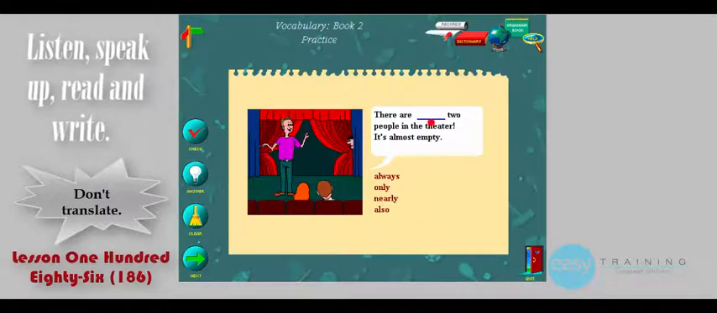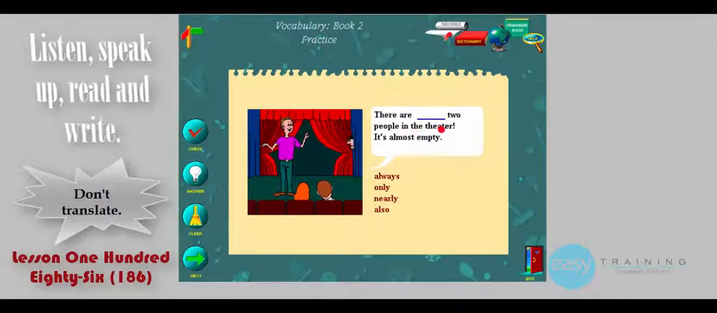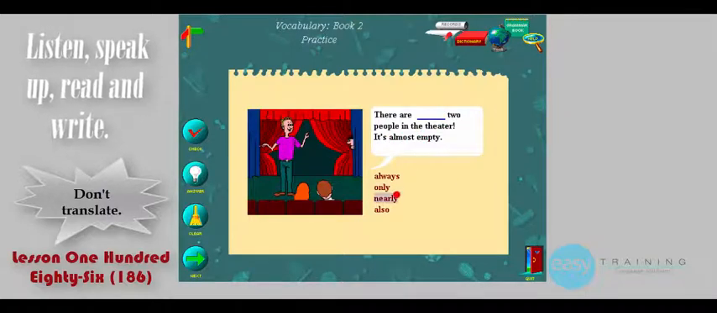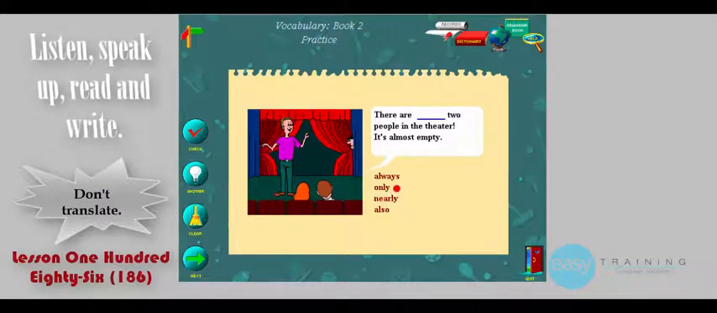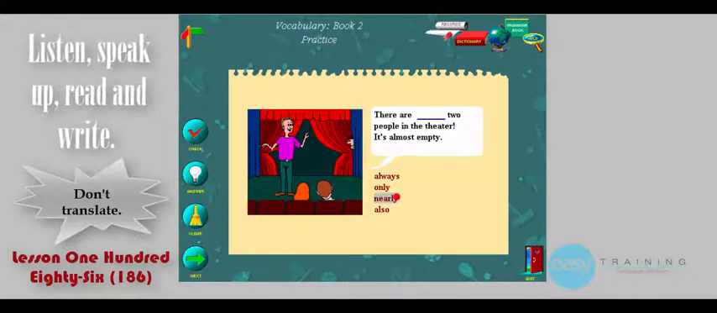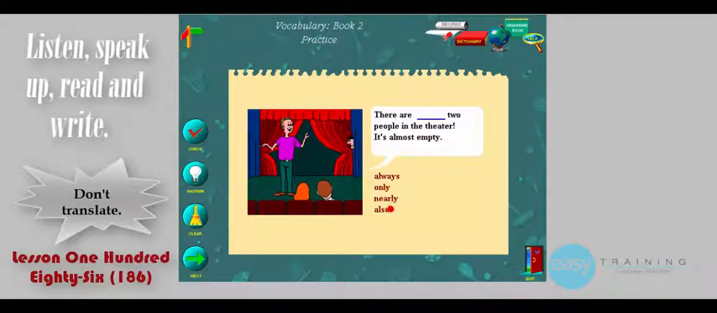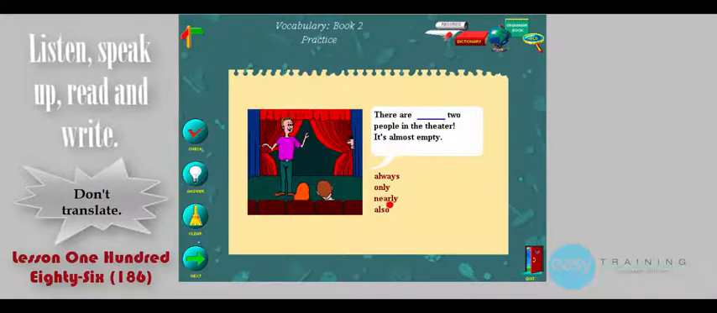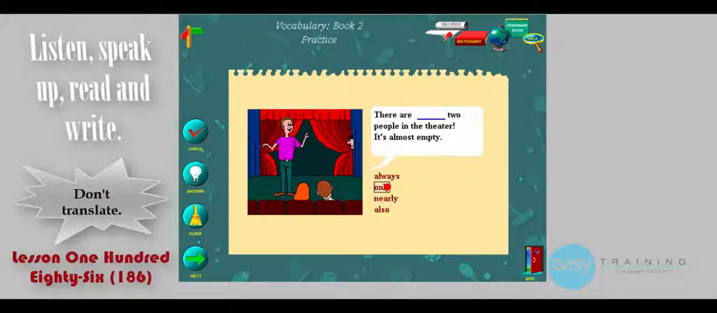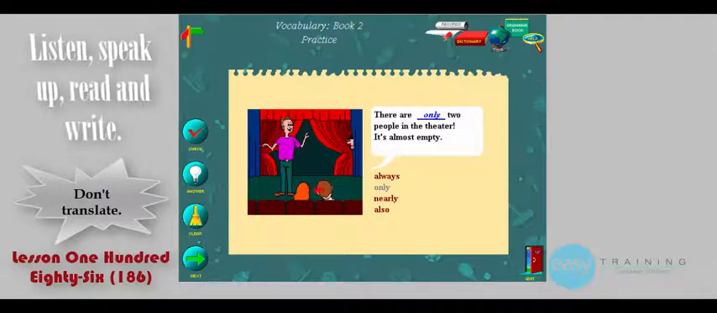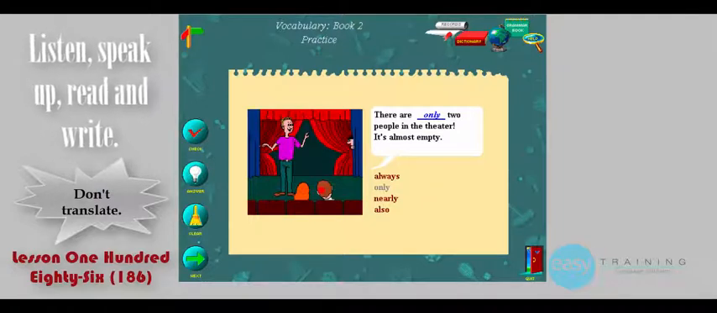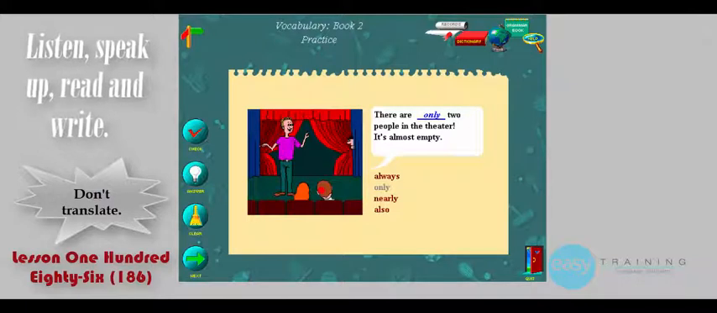There are blank 2 people in the theater. It's almost empty. There are always 2 people in the theater. There are only 2 people in the theater. There are nearly 2 people, or there are also 2 people. The most suitable word here is only. There are only 2 people in the theater. No more than 2 people. It's almost empty.